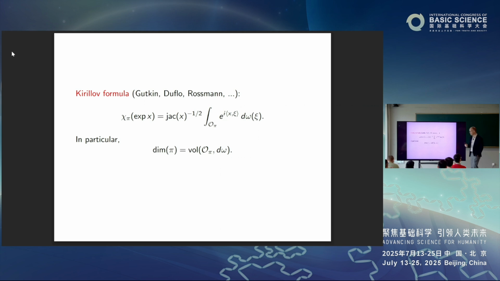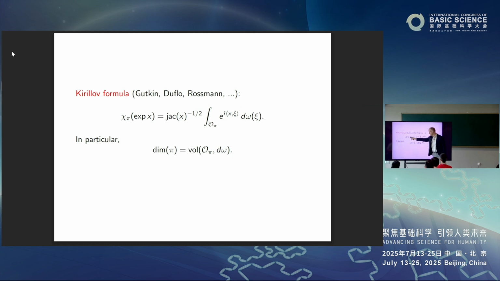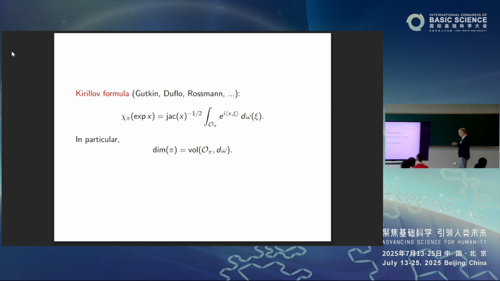So just to give another simple example of what this specializes to, if you take x to be 0, so that the left-hand side is the character of the identity transformation, so that's just the trace of the identity operator, which becomes the dimension of the representation. Whereas on the right-hand side, if you evaluate this Jacobian factor, it's normalized to be 1. And this integral has a constant integrand. So what comes out is just the volume of the orbit. So that's one special case.